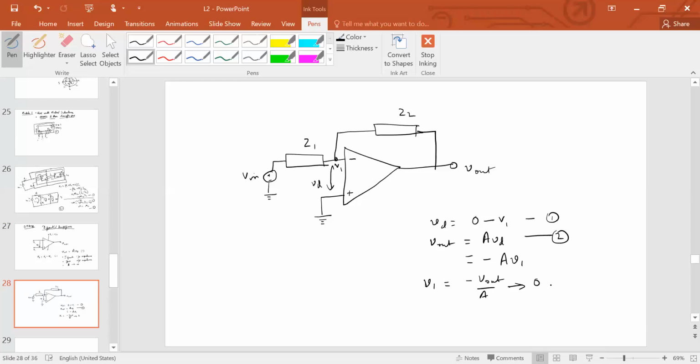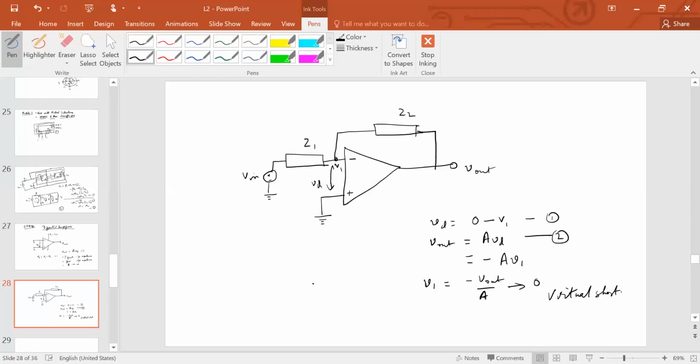Okay. So therefore you assume that as if this is a virtual short. Okay. It is as if earthed here. Okay. That's the virtual short. Why virtual short? Because this V1, you are neglecting this, you are considering this to be 0. Right?